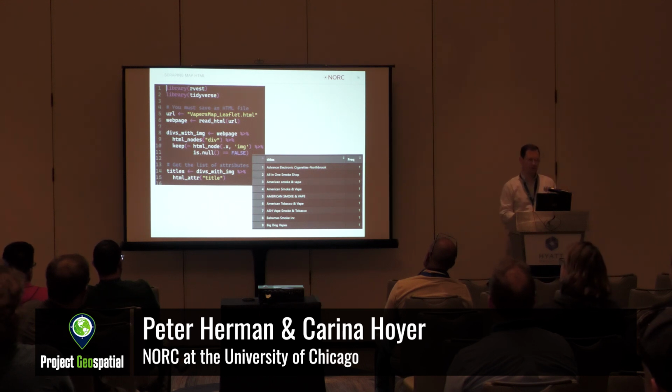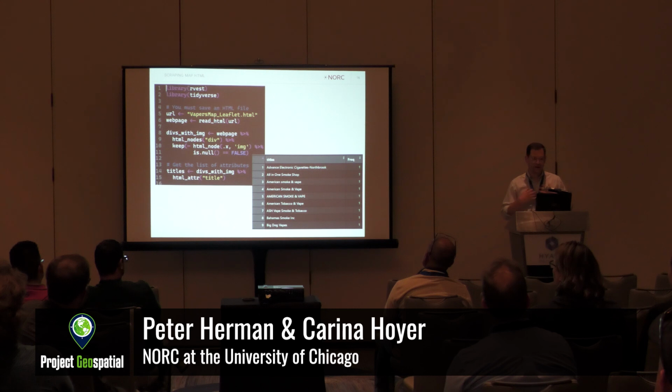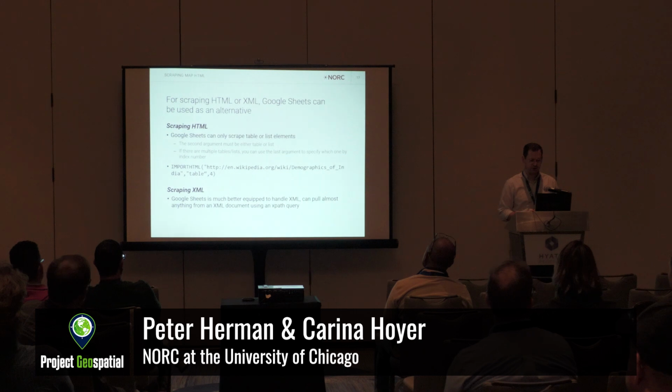And then once I have my list of divs which are images, I can use the HTML attribute, ATTR, to grab the title of these and then generate my list of vape stores in Chicago. Unfortunately, there was no place in this HTML where we had coordinates, right? So I don't have the coordinate data. I just have the HTML attribute data. We'll talk about how to get the coordinate data when Carina starts her other half of the presentation.